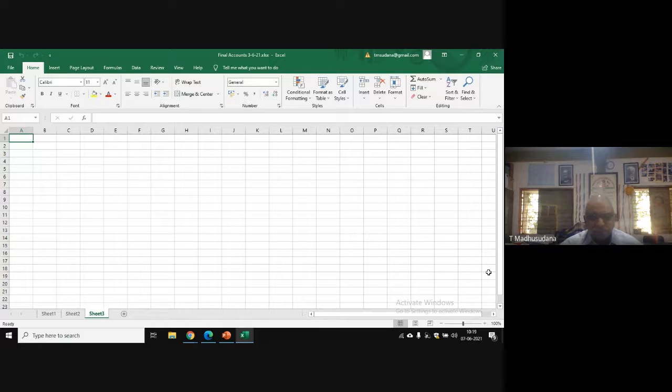Next, cash in hand. Cash in hand is an asset. So BSA, balance sheet asset side. Next, cash at bank is also an asset. BSA, balance sheet asset side. Okay. So in this way, the trial balance items will appear only at one place, either in trading account or profit and loss account or balance sheet.